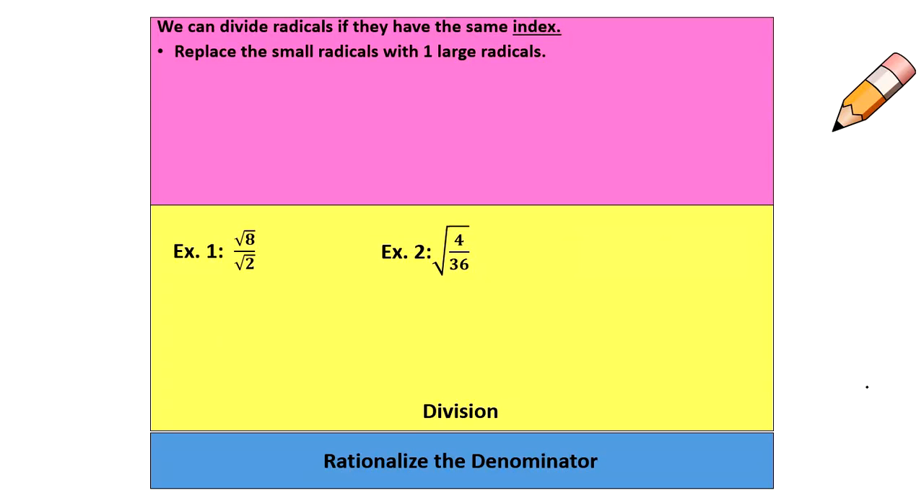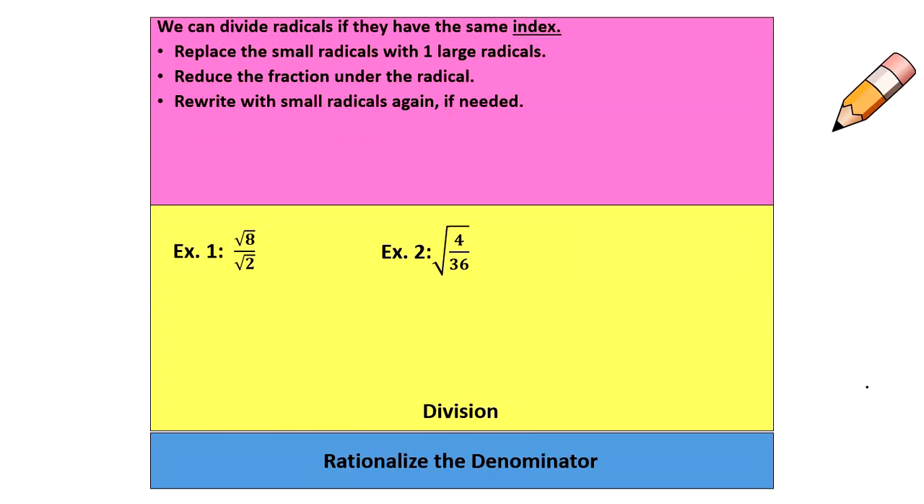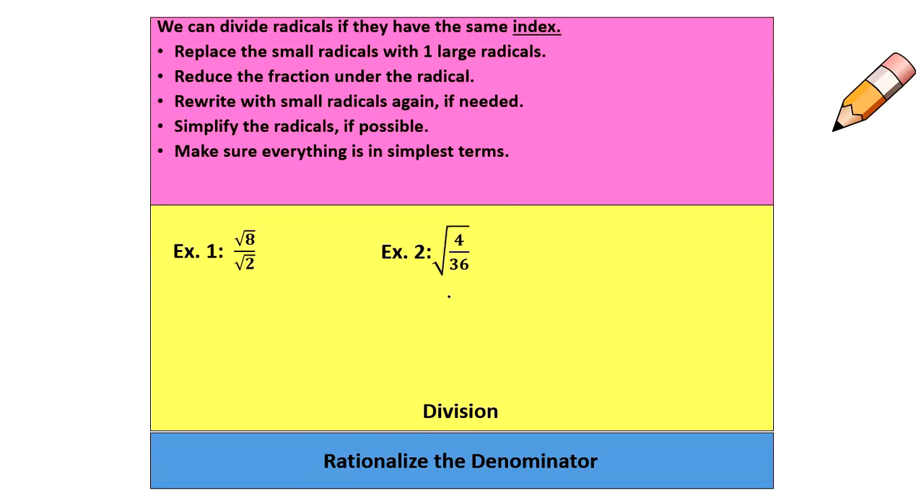So what that actually means is if you have 2 little radicals stacked on top of each other, you can make them a fraction under one big radical. We're going to simplify the fraction that results under that radical. Then we're going to rewrite with small radicals again on the top and bottom if needed. Sometimes it simplifies using that. You're going to simplify the radicals if possible. Make sure everything's in simplest terms. That's going to be one big thing that we're going to look at. And then you're going to rationalize the denominator if necessary.